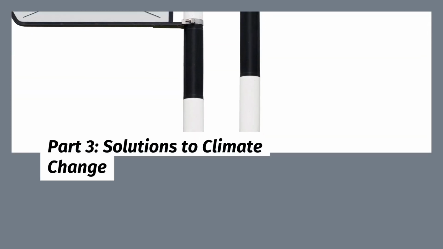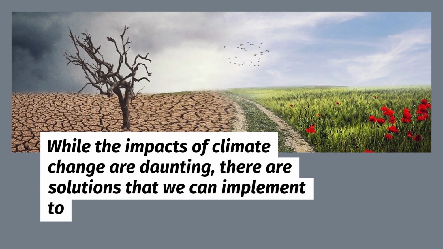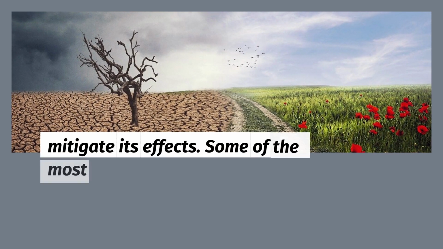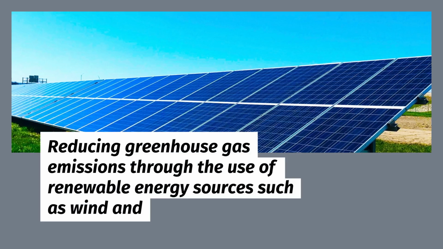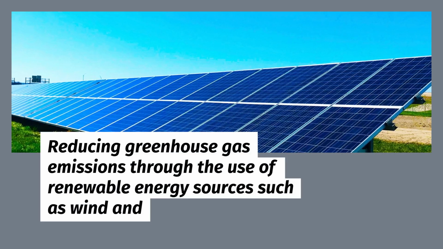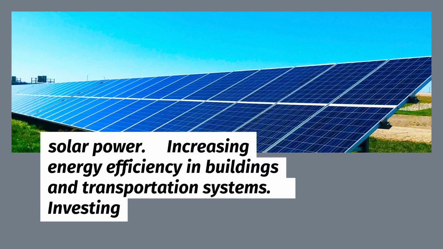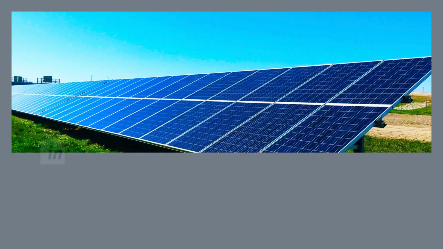Part 3: Solutions to Climate Change. While the impacts of climate change are daunting, there are solutions that we can implement to mitigate its effects. Some of the most effective solutions include reducing greenhouse gas emissions through the use of renewable energy sources such as wind and solar power. Increasing energy efficiency in buildings and transportation systems.